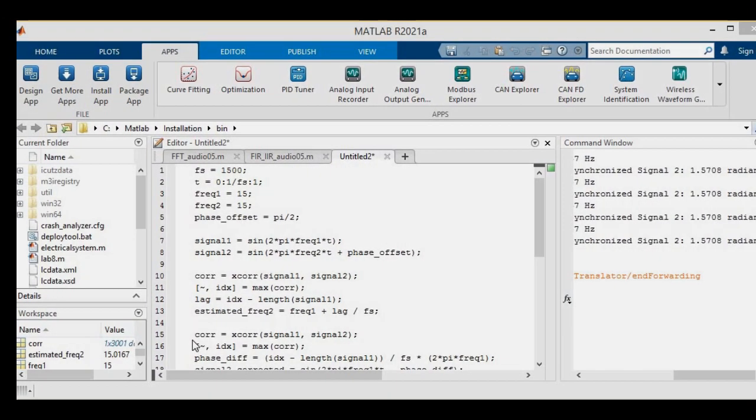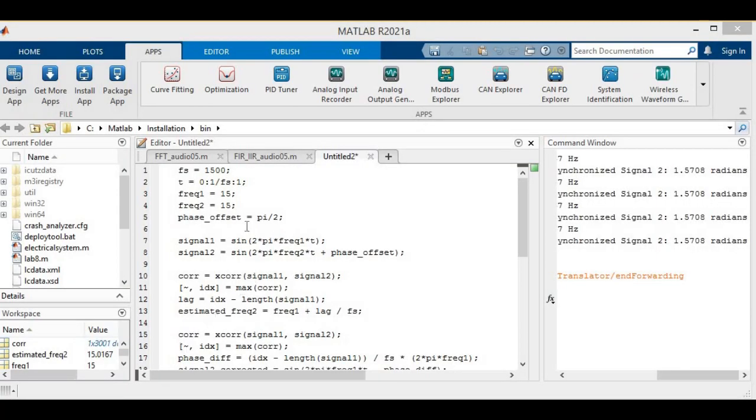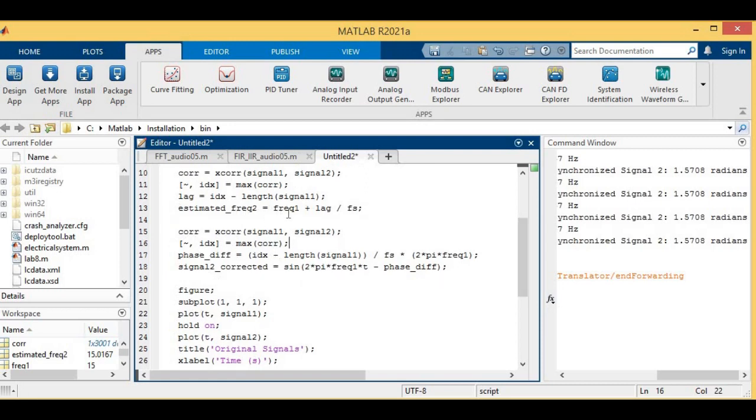To write the code in this assignment, we have to assume the parameters. So my group's parameters are: sampling frequency is 50,000, time is 1 second, frequency 1 and frequency 2 are 50. The phase offset is pi per 2, and this is the formula to generate two sinusoidal signals with frequency and phase offset. So this code is for frequency synchronization, which estimates frequency 2 as frequency 1 plus lag divided by sampling frequency. So this is the phase synchronization. Signal 2 is corrected with this formula: sin 2 pi frequency 1 t minus phase difference.